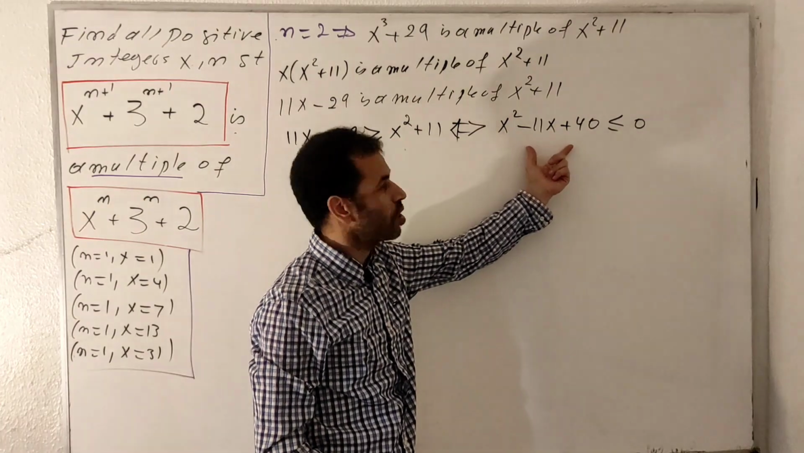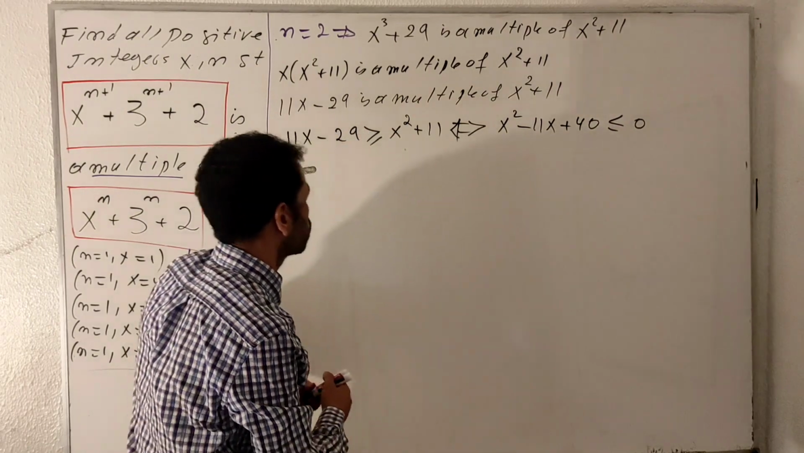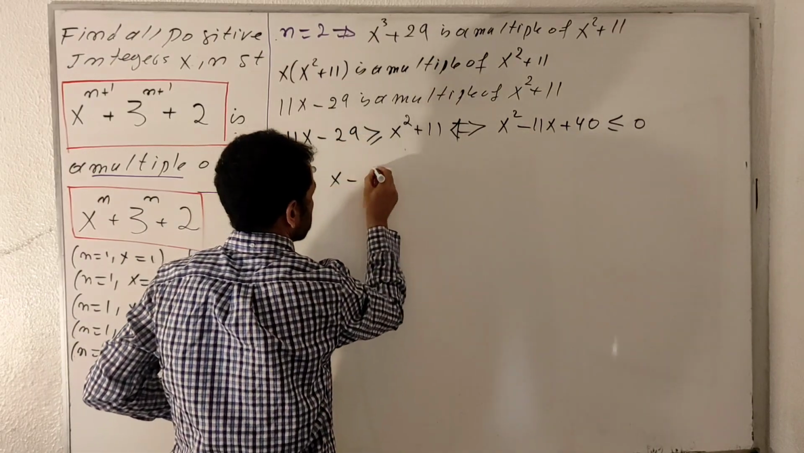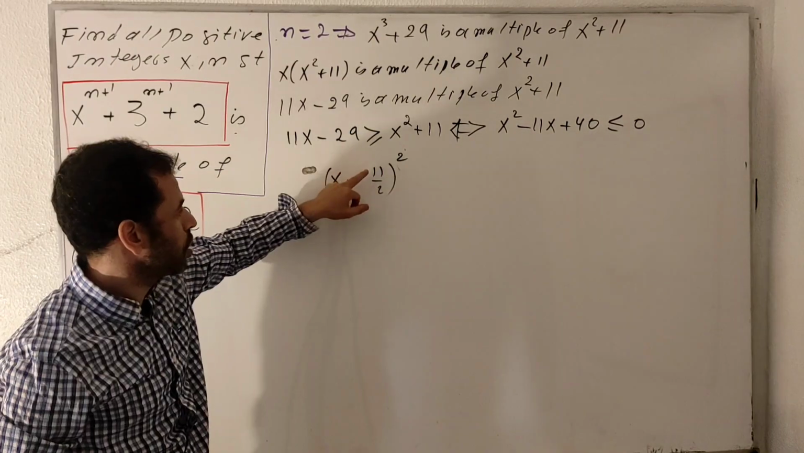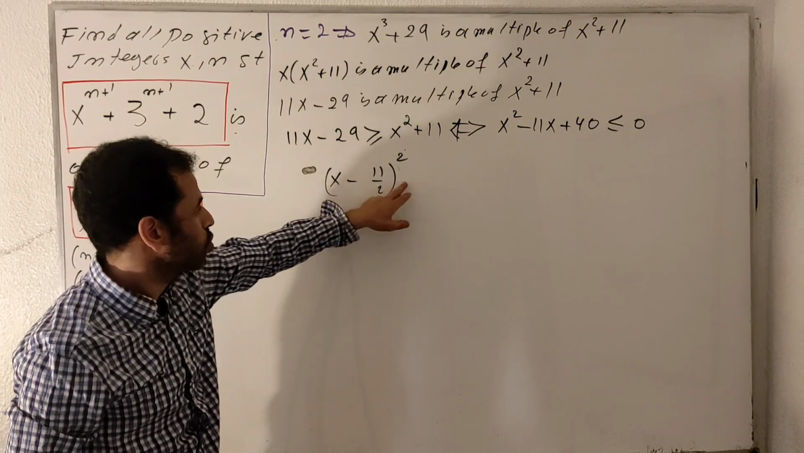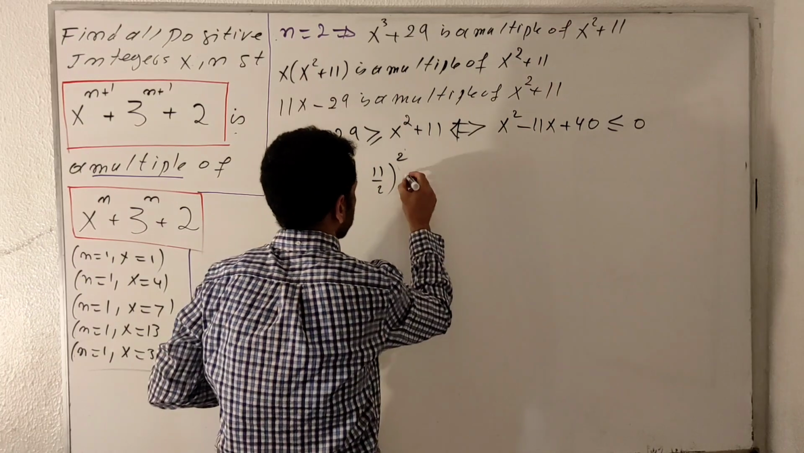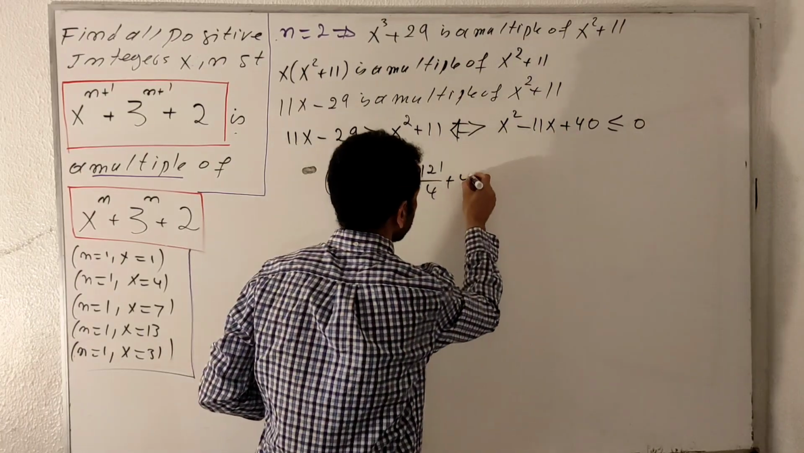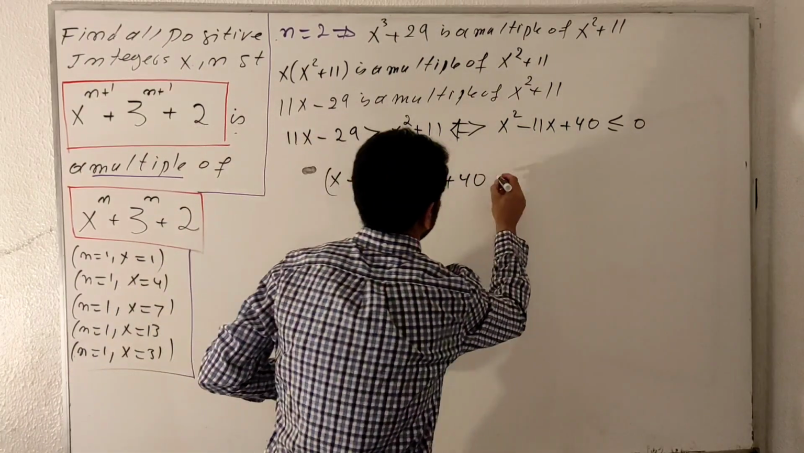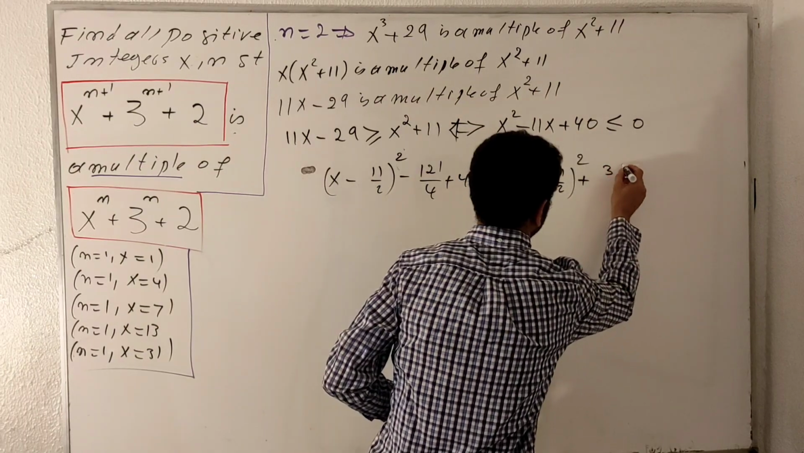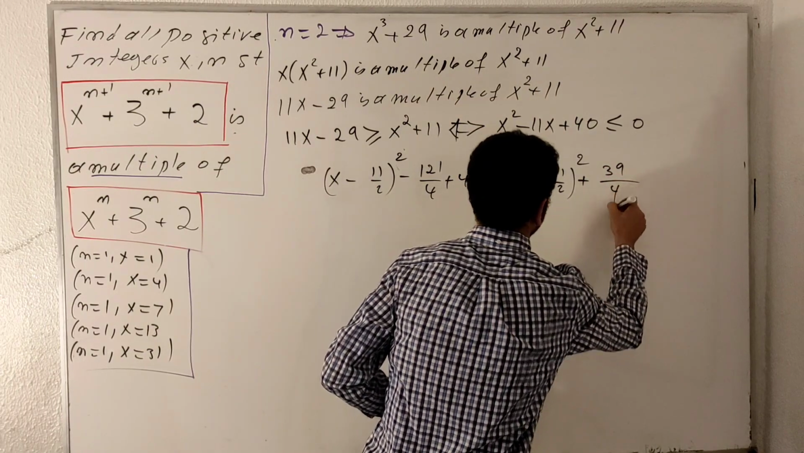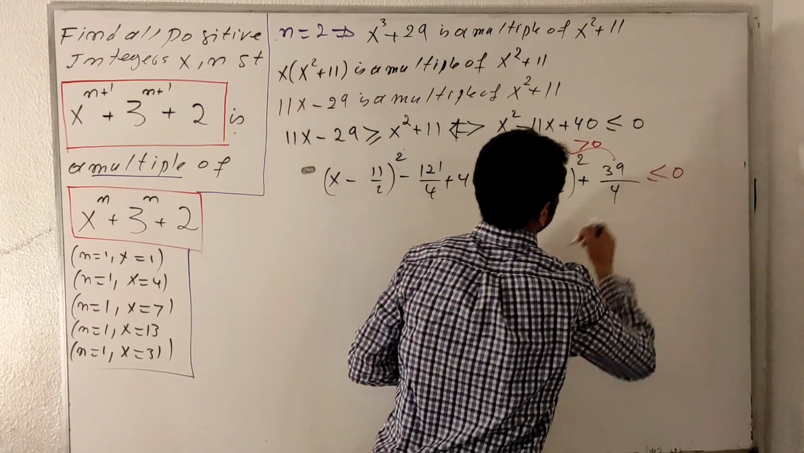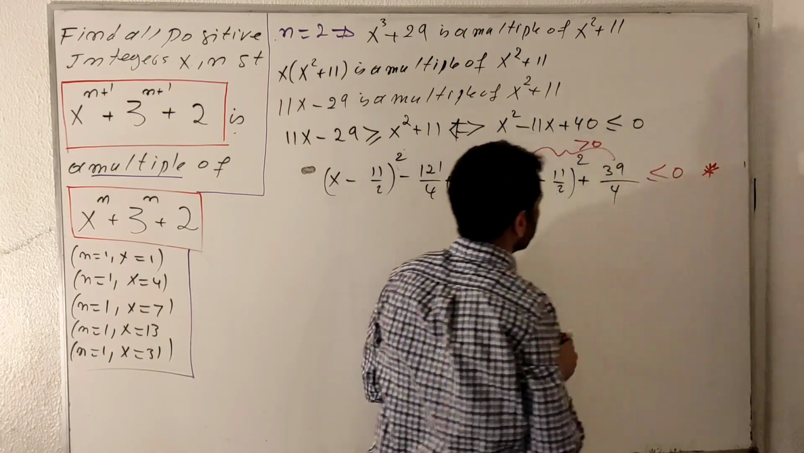Without using the discriminant, I'm going to use just a little trick here. By completing the square, this is the same as (x minus 11 over 2) squared, where 11 squared is 121 over 4. I subtract this number because we don't have it here, so minus 121 over 4, plus the original term, which is 40. Calculating this, we get plus 39 in the numerator over 4, which is strictly superior to 0. But this one is inferior or equal to 0, which is clearly a contradiction.